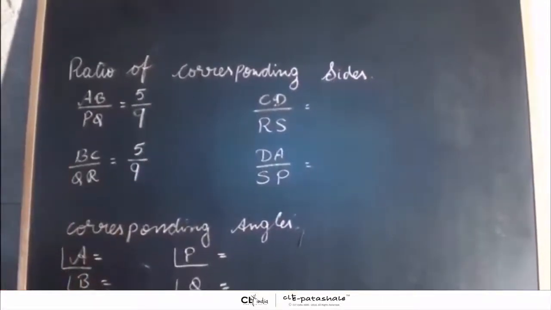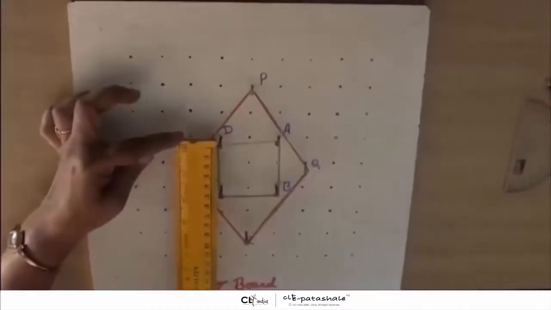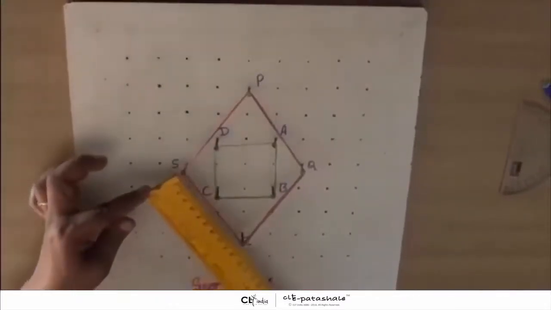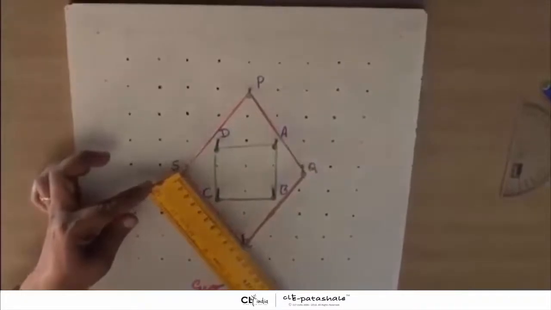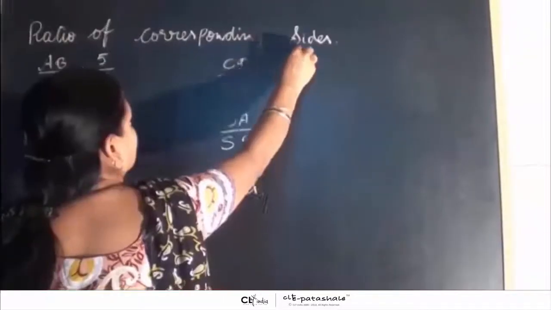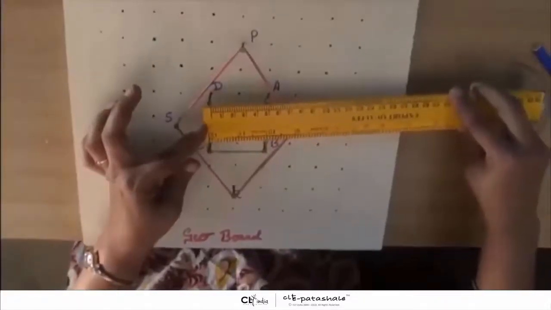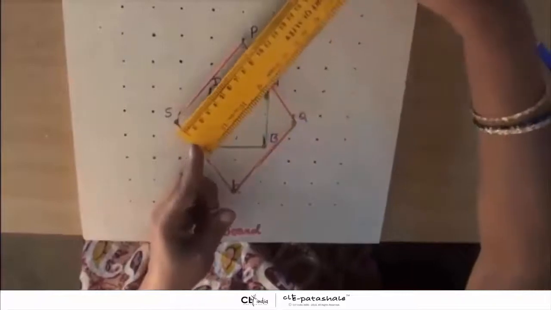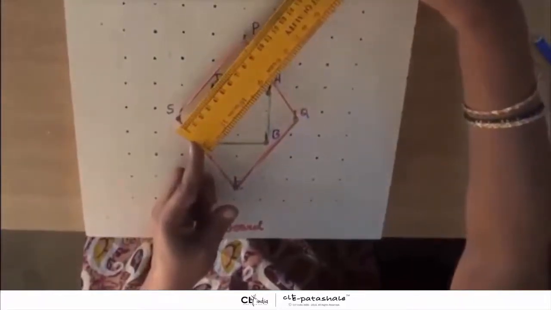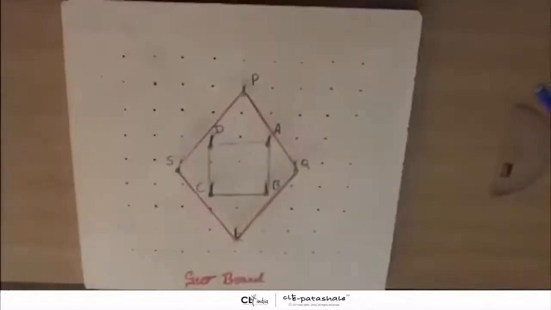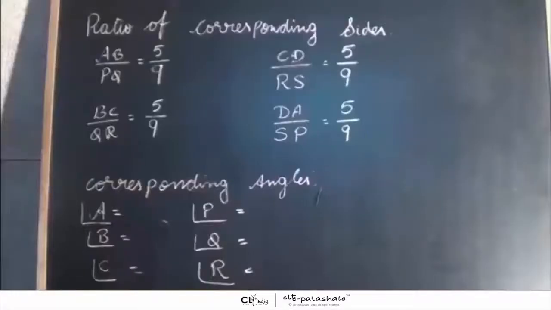And now we'll measure CD, 5 centimeter, as you can see. And RS is equal to 9 centimeter. CD by RS, which is equal to 5 by 9. That's DA, which is equal to 5 centimeter. And SP, which is equal to 9 centimeter. 5 by 9. Now, what do you observe from the figures that we have written here? You can see that the ratio of corresponding sides are equal.